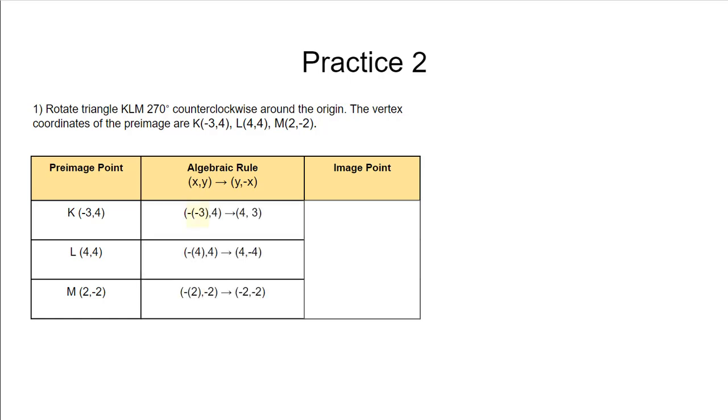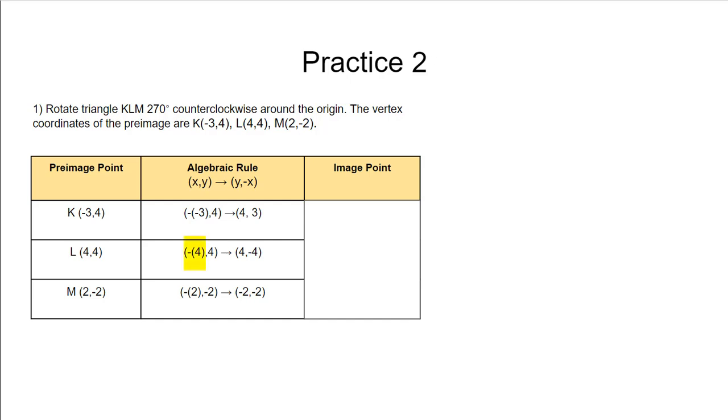For point K, the x coordinate is -3. If we want it to be the opposite sign, the negative of -3 would be +3. The first coordinate will then be the y value, which was 4, and the second coordinate will be +3.